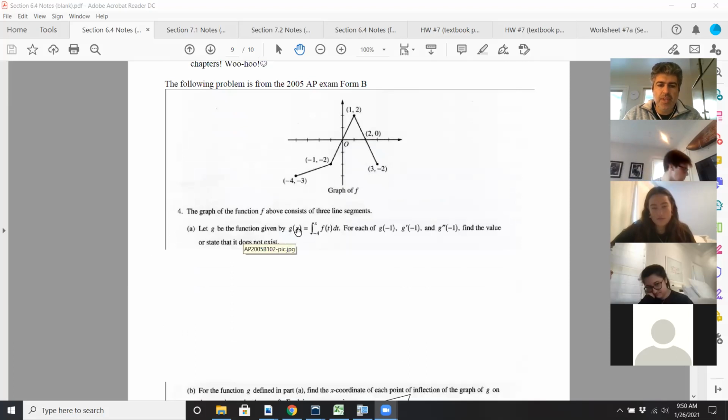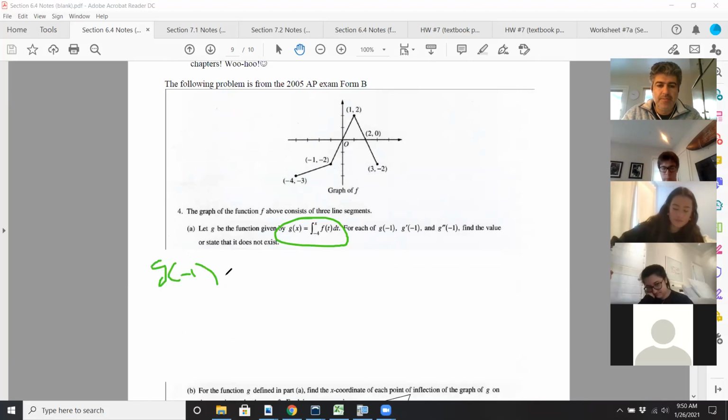So let G be the function given by that. Sorry, G is an integral, my bad. G is an integral from -4 to x of f of t dt. That's a graph of f. My apologies. And they're asking for G of -1, G prime of -1, and G double prime of -1. Well, here's what you do. G of -1 is easy. You simply integrate from -4 to -1 of f of t dt.